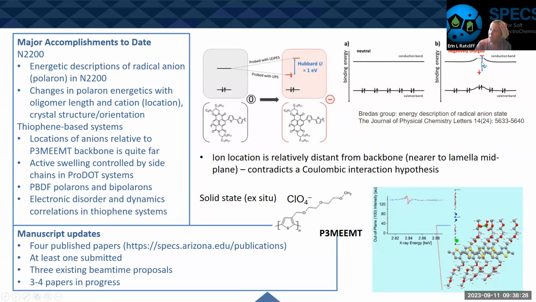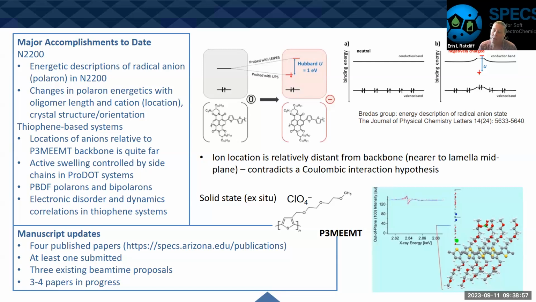And you'll notice that the energy levels do change when we form the polaron relative to the neutral, right? Again, there are changes in these energetics with the oligomer length, the cation, as well as the crystallographic orientation. So there are 3 different crystallite features, edge on, face on, and standing up, that have been published for N2200. And so how does that impact transport?